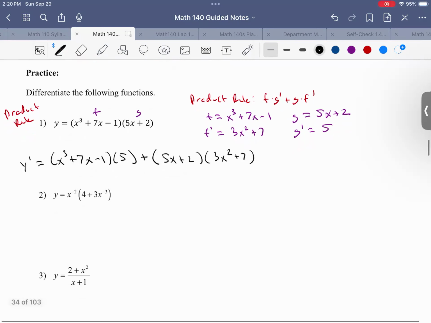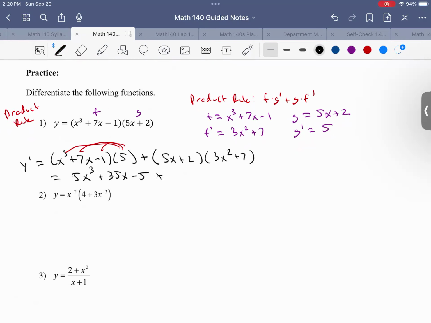We could simplify a little bit more by distributing in this 5, maybe. It's up to you. We could do that. But what you end up with is 5x cubed plus 35x minus 5 plus, and I don't want to FOIL this all out, right? So this is okay to leave like this. All I want is a setup. I just want this correct setup and you should be good to go. We don't need to worry about all the algebra specifics, okay?